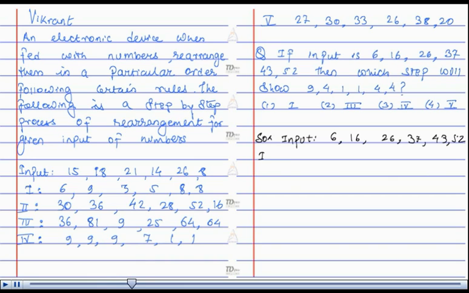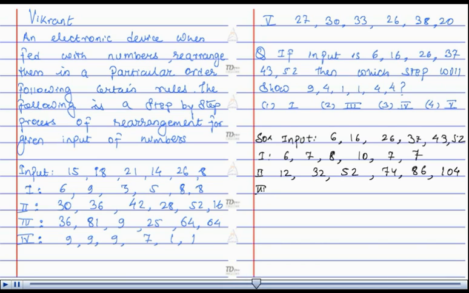If you look at step 1, we have to add all the digits here, that is 6 as it is, 6 plus 1 is 7, 2 plus 6 is 8, 7 plus 3 is 10, 4 plus 3 is 7, 5 plus 2 is 7. If you look at step 2, it is 2 times the input, that is 6 into 2 is 12, 16 into 2 is 32, 26 into 2 is 52, 37 into 2 is 74, 43 into 2 is 86, 52 into 2 is 104.